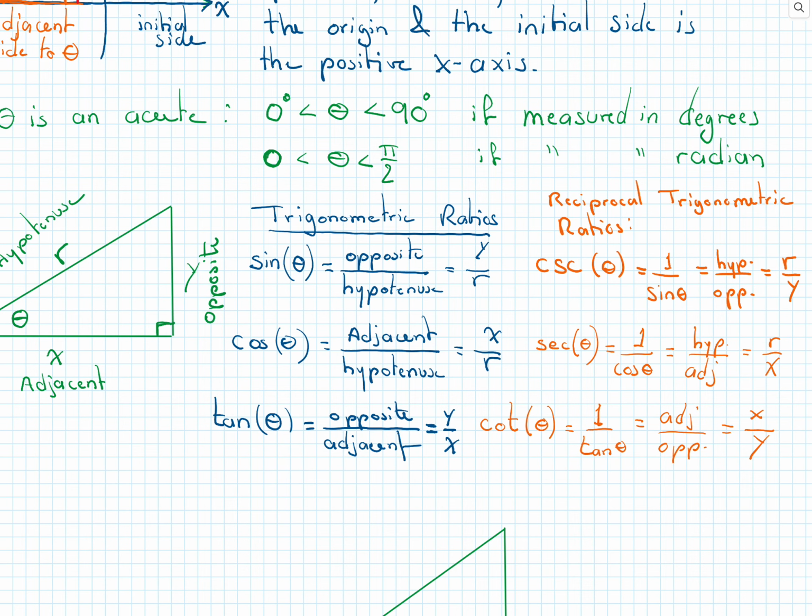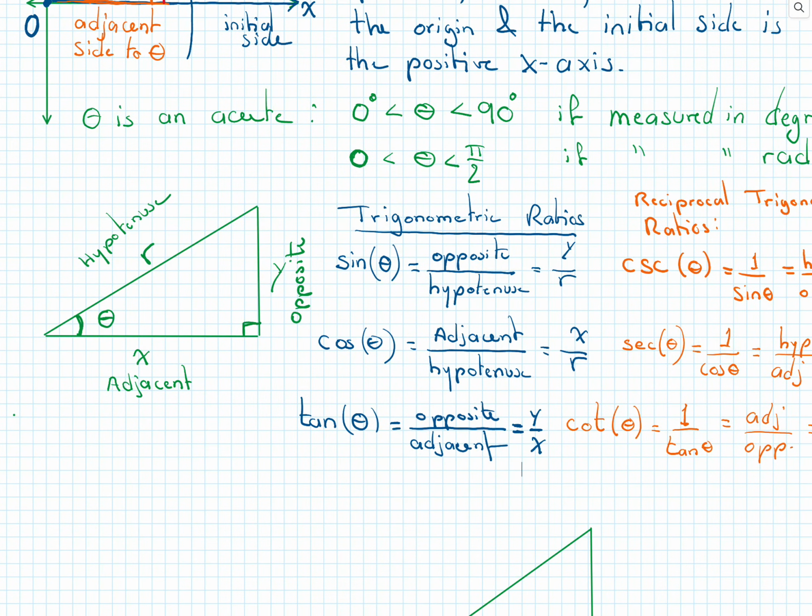Well, what are really those names unabbreviated? Well, the 3 main ones: sine, cosine, and tangent. Those are the 3 main ones. And then the reciprocal of sine is cosecant. Reciprocal of cosine is secant. And reciprocal of tangent is cotangent. Those are the full names of those trig ratios.